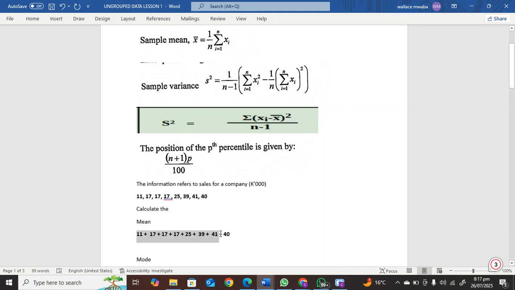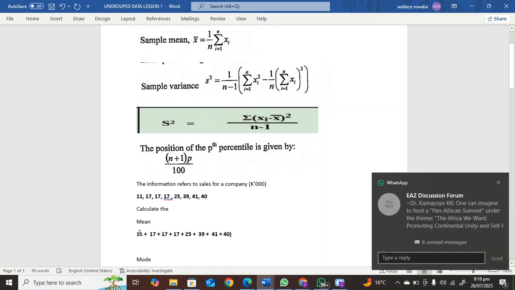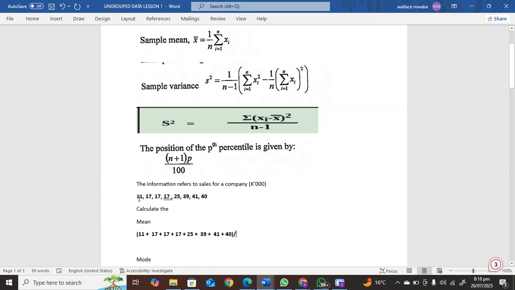Okay, so when we add these numbers, tell me what value we get. 207. Okay, and how many numbers do we have? 1, 2, 3, 4, 5, 6, 7, 8. So it's 207 over 8. What is 207 divided by 8?